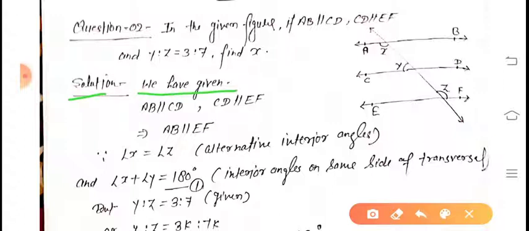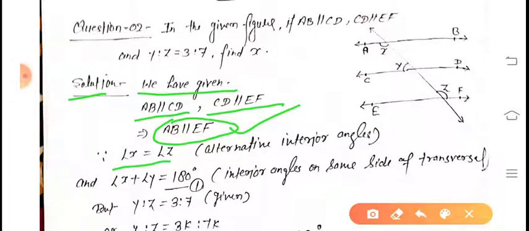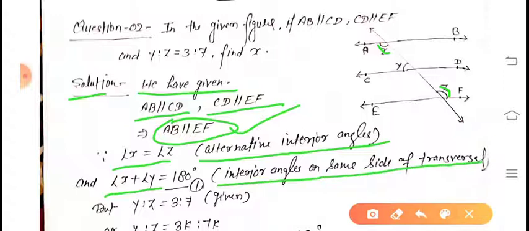We have given AB parallel to CD and CD parallel to EF. Therefore, from axioms, we can write AB parallel to EF. First line parallel to second line, and second line also parallel to third line. Therefore, first line is also parallel to third line. It is a theorem. And angle x equal to angle z, because why? It is alternate interior angle. Also angle x plus angle y equal to 180, because interior angles on the same side of the transversal sum to 180.